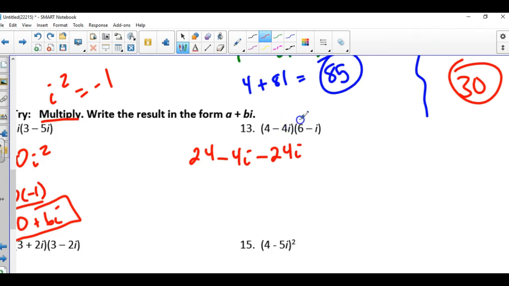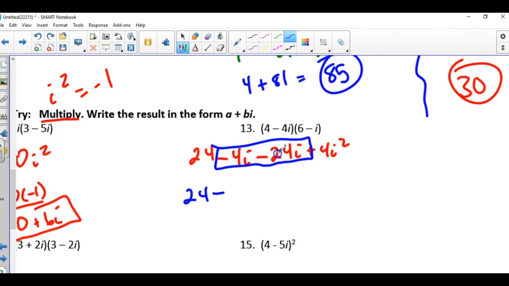And negative 4i times negative i. Well, negative times negative is positive, so it gives me positive 4i squared. Remember our rule though, i squared is negative 1. So I have 24 minus... I want to simplify this portion right here because they're imaginary i's. Make sure you don't combine those with that. That's i squared. There's two separate variables, okay? These are just i's, or terms.